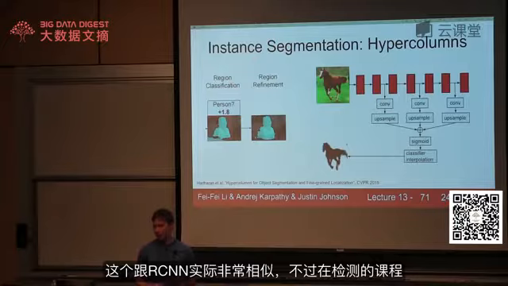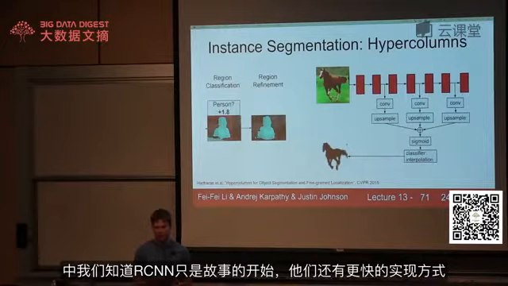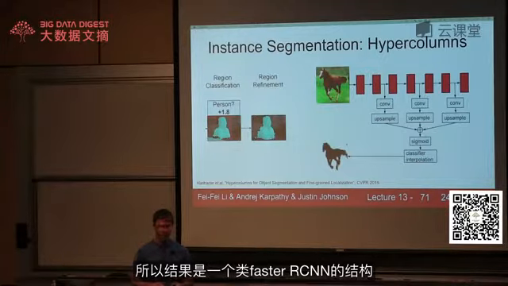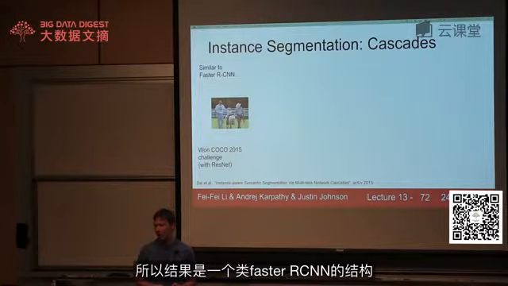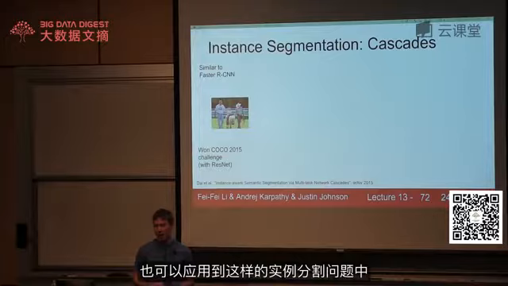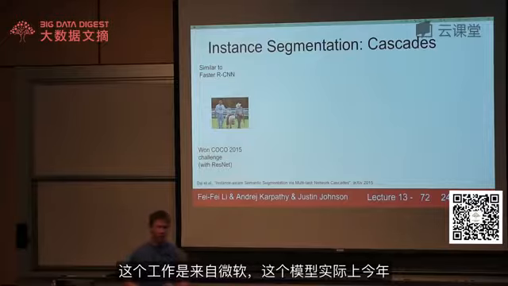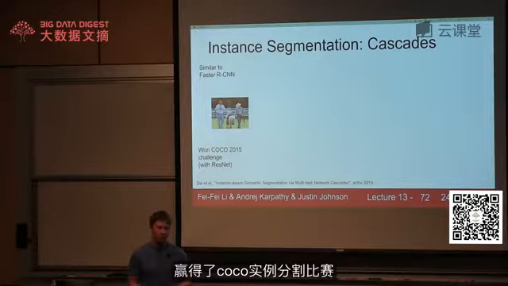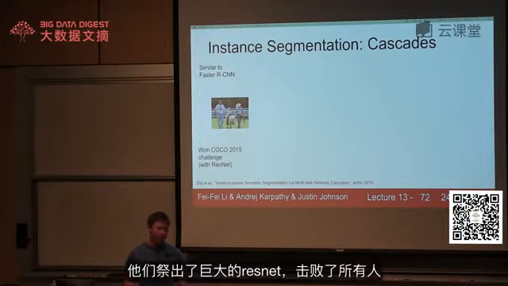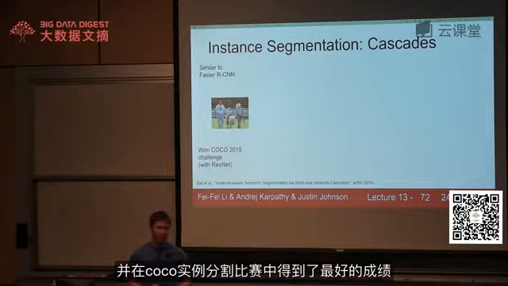OK, so this actually is very similar to RCNN. But in the detection lecture, we saw that RCNN was just the start of the story. There's all these faster versions, right? So it turns out that a similar intuition from faster RCNN has actually been applied to this instance segmentation problem as well. So this is work from Microsoft, and this model actually won the COCO instance segmentation challenge this year. They took their giant ResNet and stuck this model on top of it, and they crushed everyone else in the COCO instance segmentation challenge.